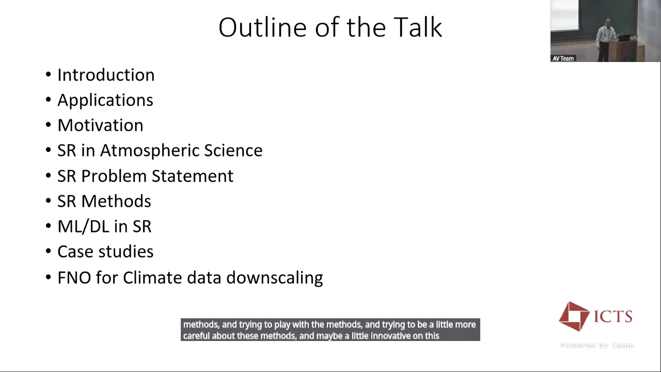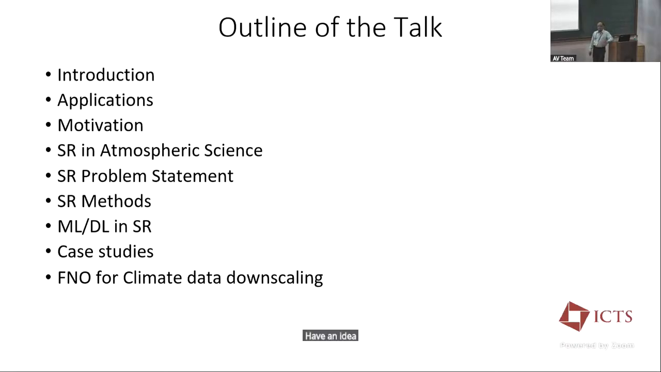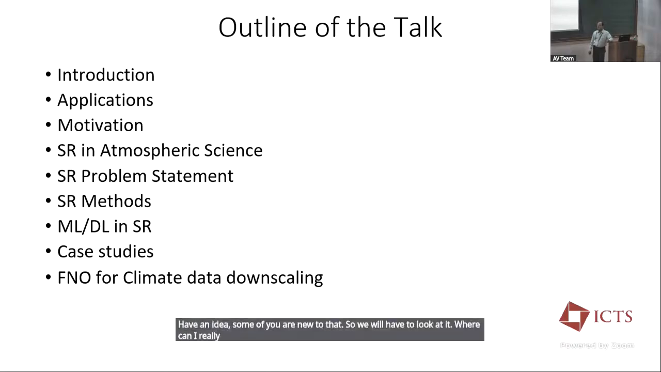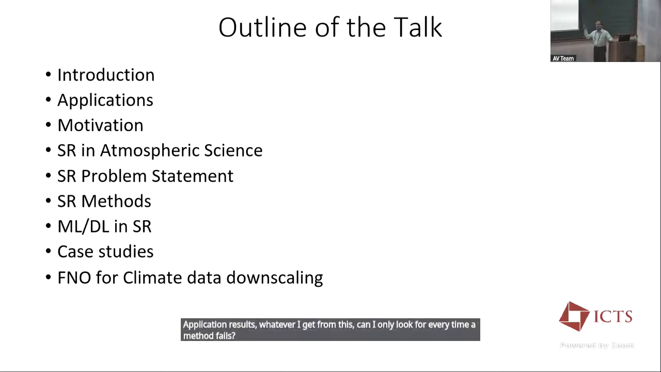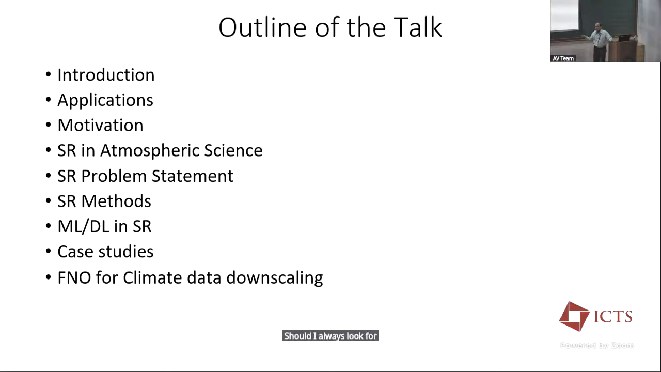So I will try to highlight these points because the students and postdocs are sitting here at different levels. Maybe some of you already have an idea, some of you are new to that. So we will have to look at it: where can I really improve my application results, whatever I get from this? Should I only look, every time a method fails, for another method to come up, or can I go and do something more? That's always the research, correct?